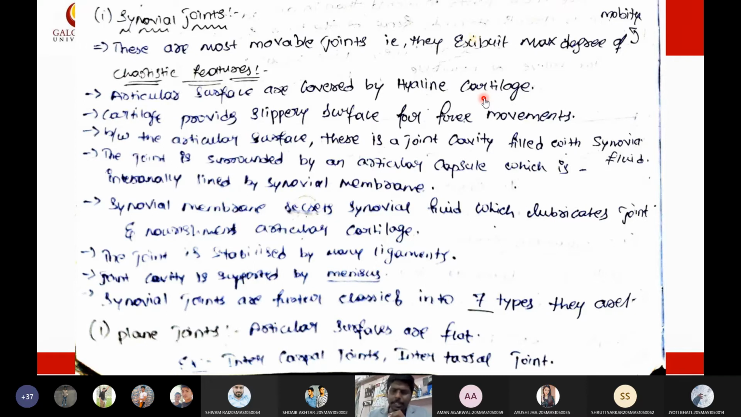There is one type of arthritis called arthritis. Arthritis means arthro, joint, and itis means inflammation: joint inflammation. So synovial joint inflammation is one of the most common diseases seen in patients.